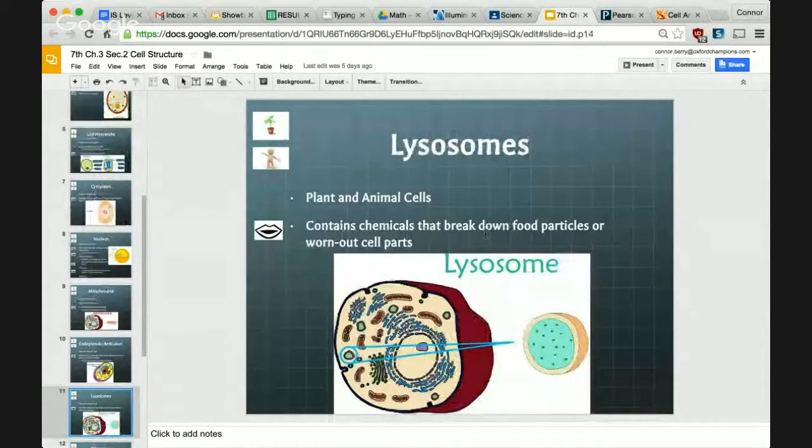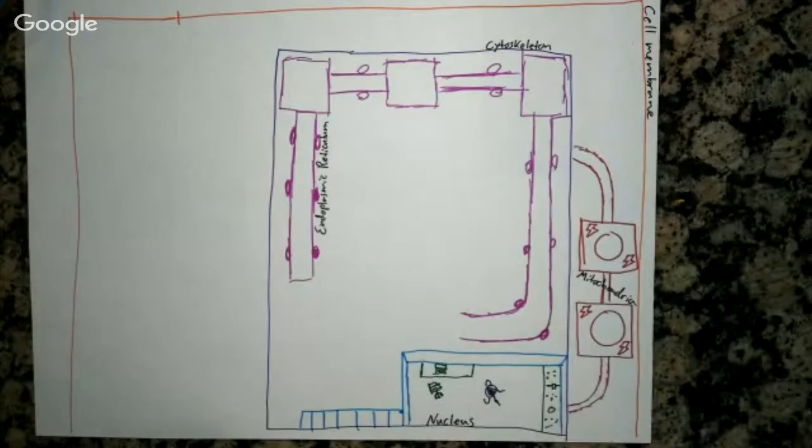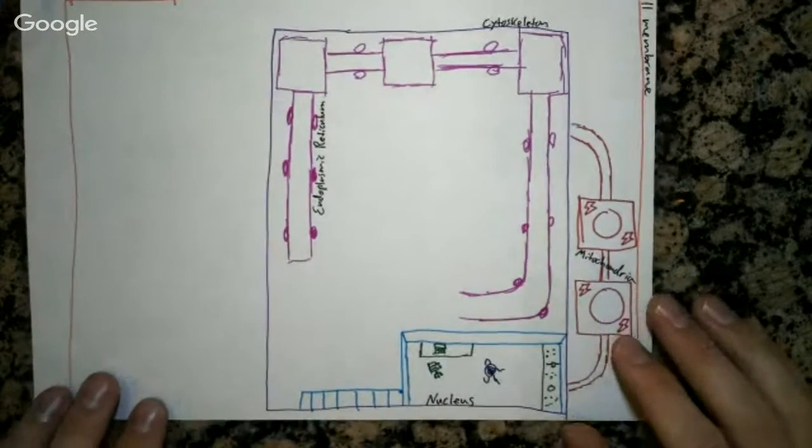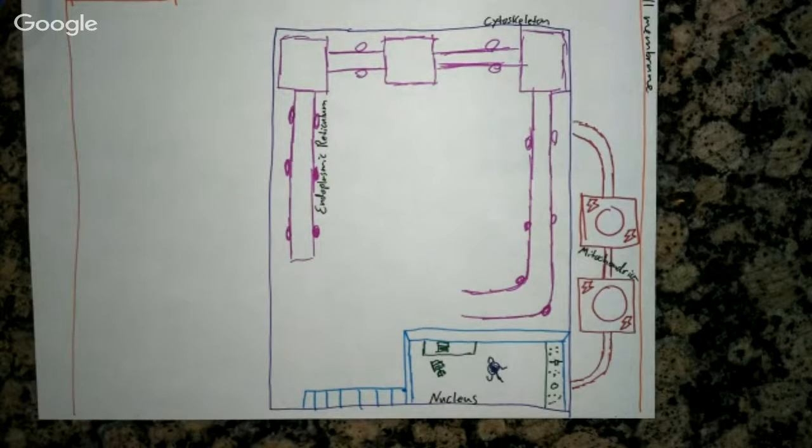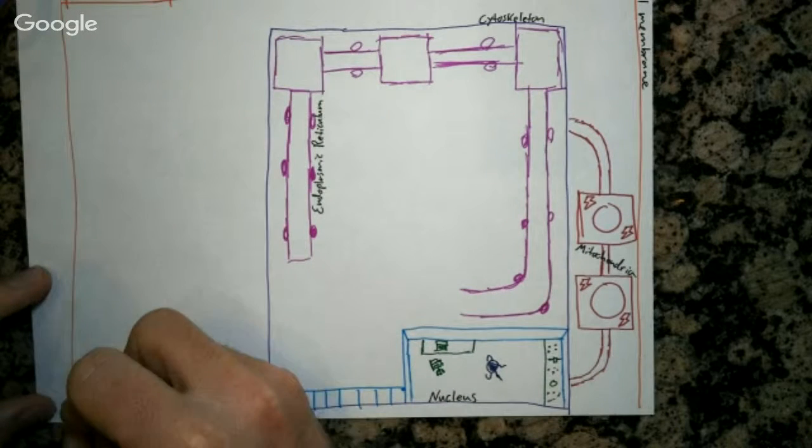Great. Now lysosomes. Lysosomes break down food particles or worn out cell parts. So for us, what would that be, breaking stuff down? That would sort of be like our trash, our recycling center. So we're going to go back here, and I've got to figure out where I want my trash recycling center. I'm going to put it over here in the corner.